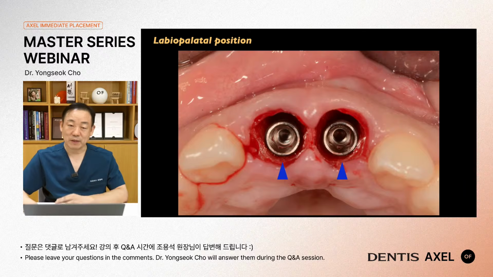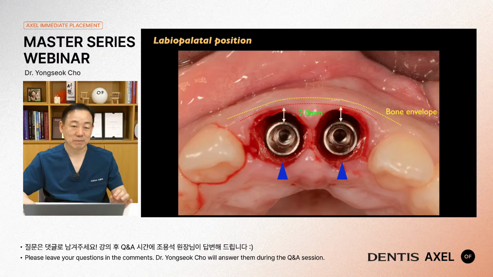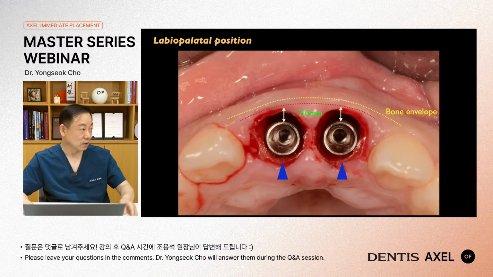When we place implant like that, spontaneously we can see about 2 millimeter gap between implant and labial bone, and from implant to bone envelope is about 3 millimeter. This is a usual labiopalatal position of implant.